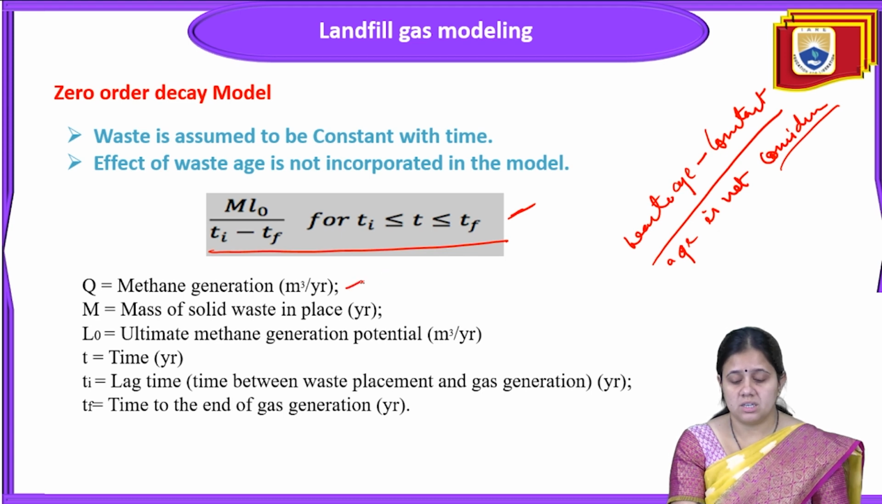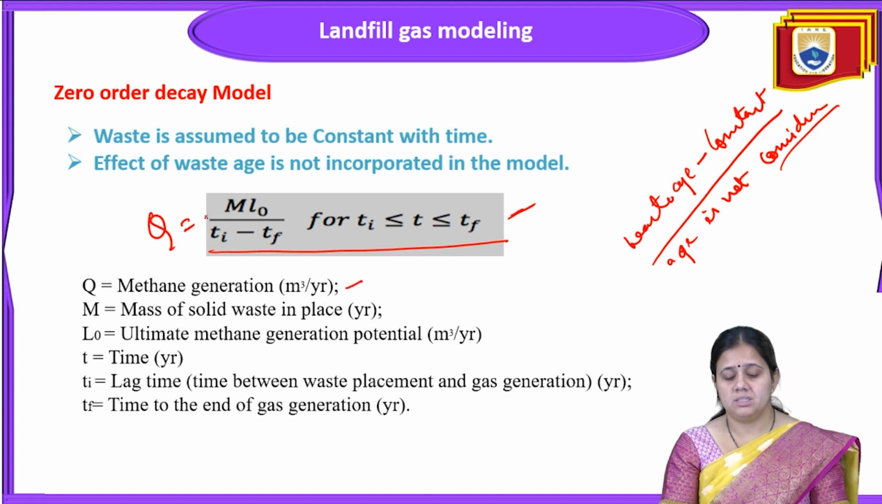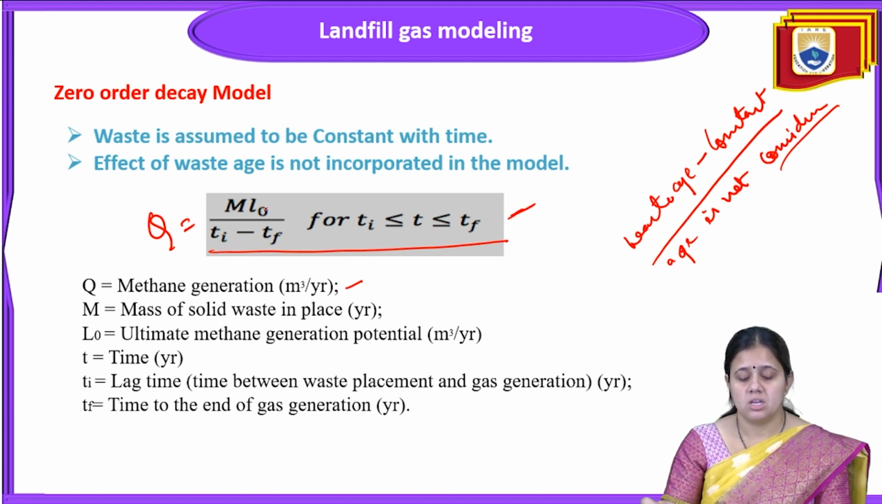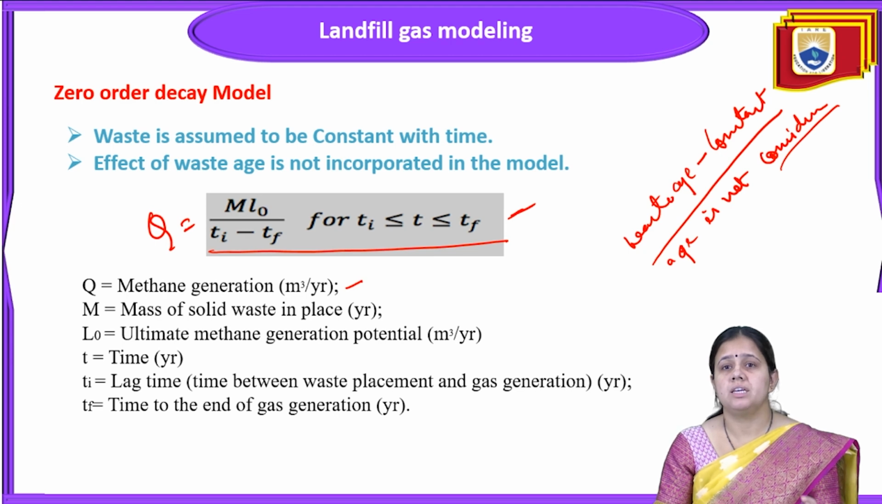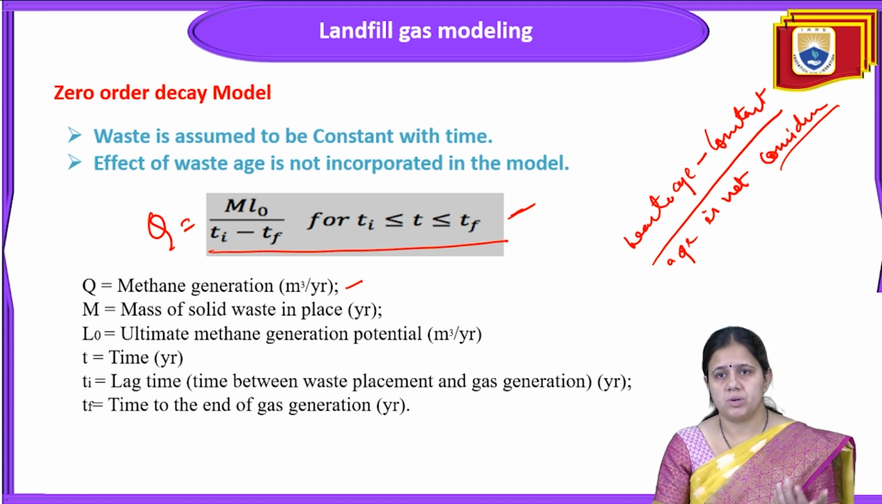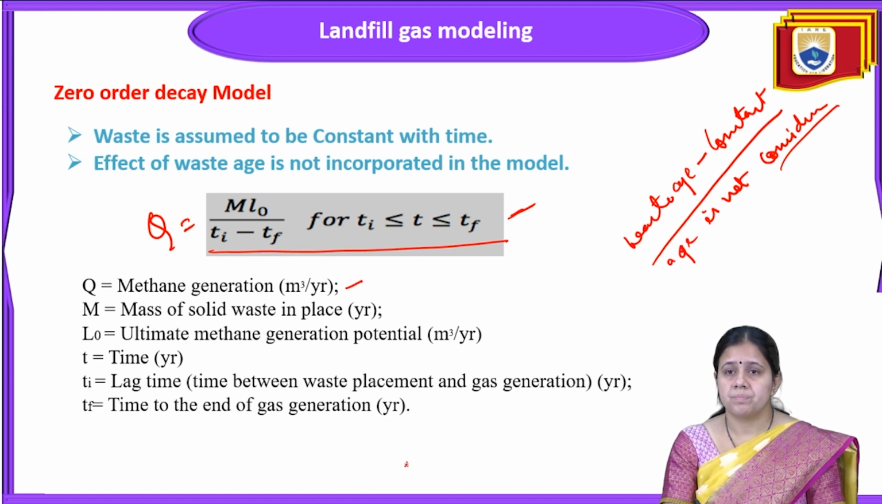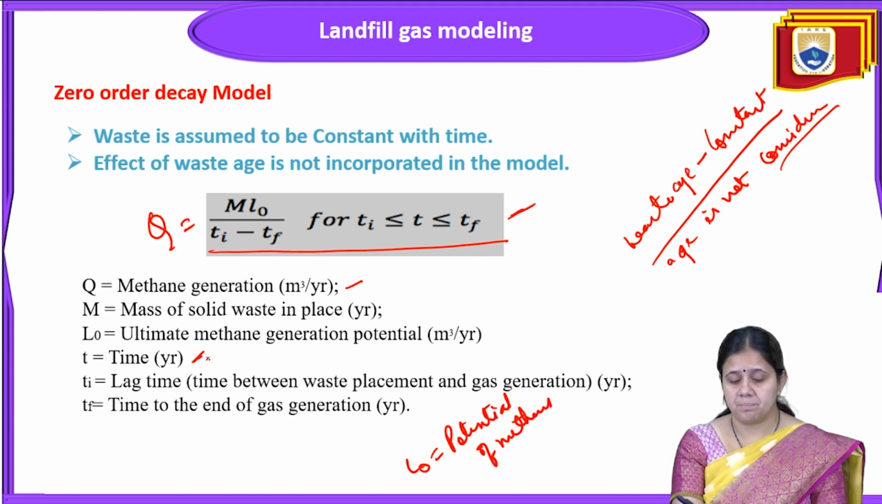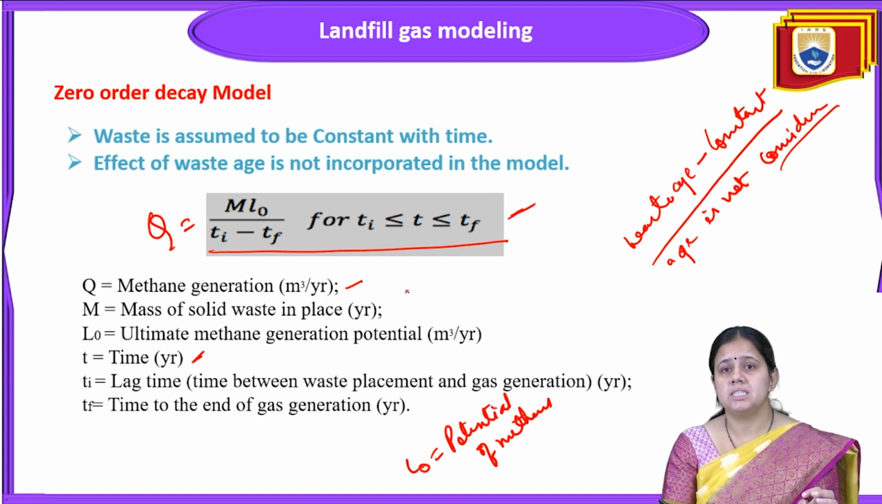Here Q is equal to methane generation, in meter cube per year. M is the total mass of the solid waste, and L naught is the ultimate methane generation potential, the potential of total methane generation. Small t is equal to time, and Ti is the lag time.